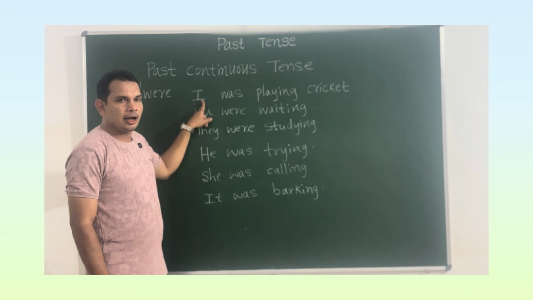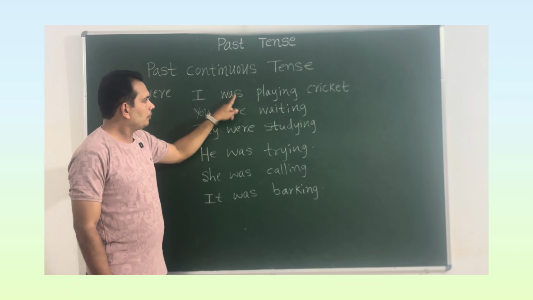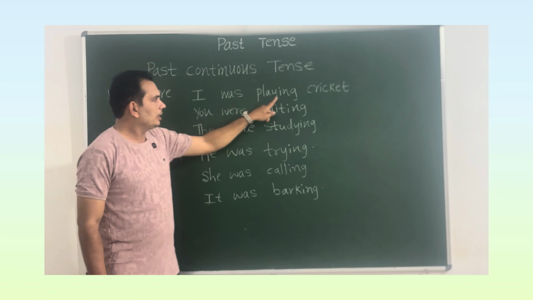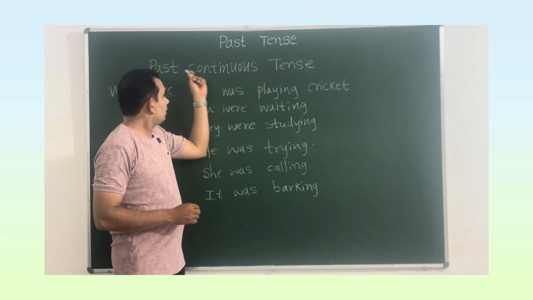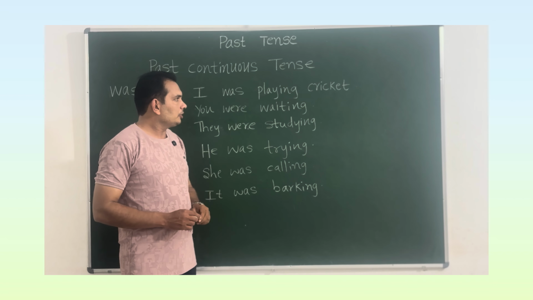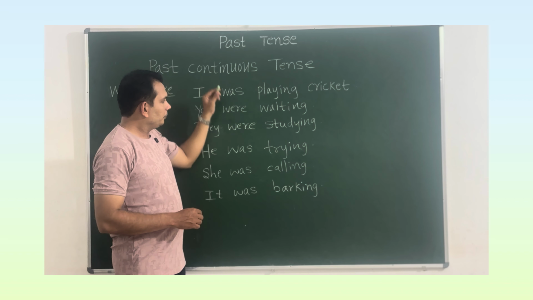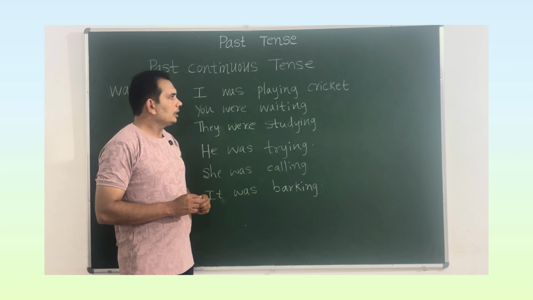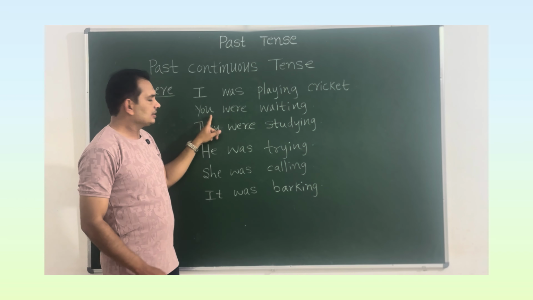Let's try to form sentences in the past continuous tense using the auxiliaries was and were. When the pronoun is I, we use the auxiliary was. I was, and the ing form of the verb, playing. I was playing cricket. This is in the past continuous tense. If we write this in the present continuous tense, it becomes I am playing cricket. We use the past continuous tense to talk about actions that were happening in the past. I was playing cricket. Look at this example.